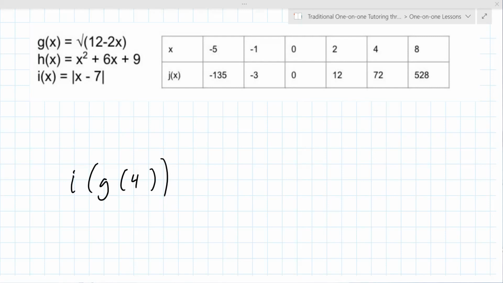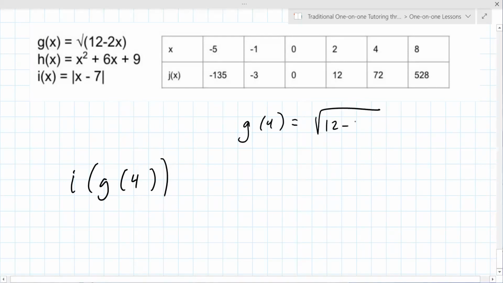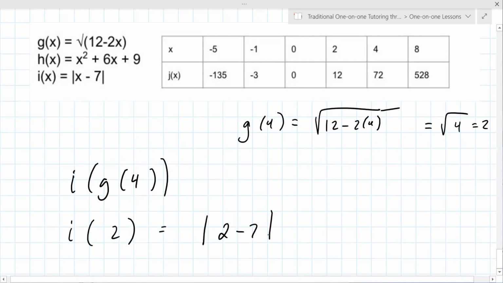What did you get for G of 4? Did you get 2? Yeah. Good. So this becomes I of 2 because G of 4 is 2. The absolute value of 2 minus 7. If you use something else, again, make sure you're paying attention to what's going on there. So that's absolute value of -5, which is 5.